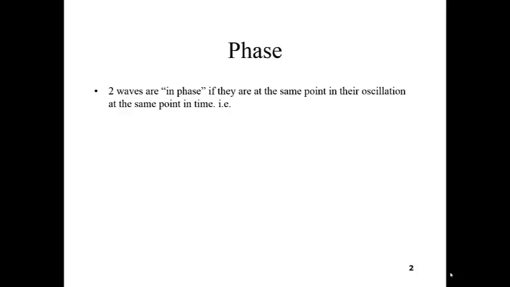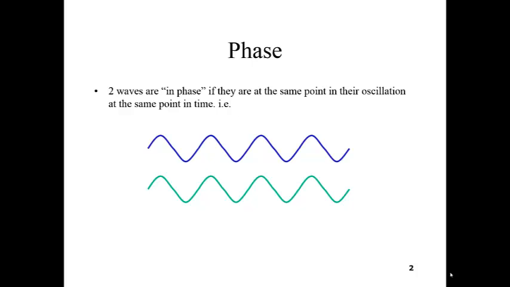So we're going to talk about the phase of a wave. Two waves are considered in phase if they are at the same point in their oscillation at the same point in time. So they might look the same, and what we want to look at is that they actually have the same form at the same time.